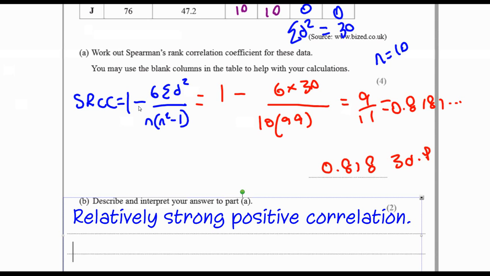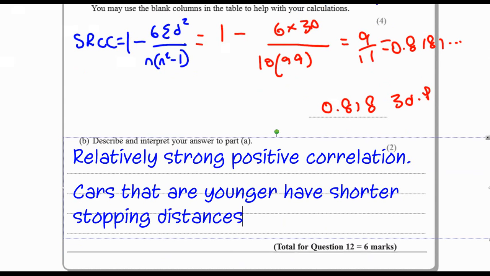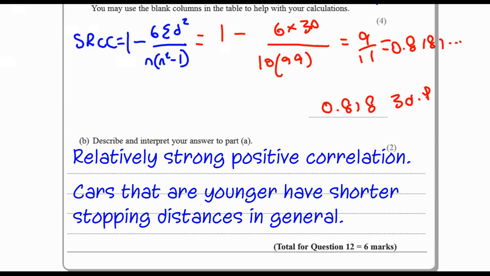So cars that are younger have shorter stopping distances. That's what it shows in general, not all the time. Okay, that's the answer.